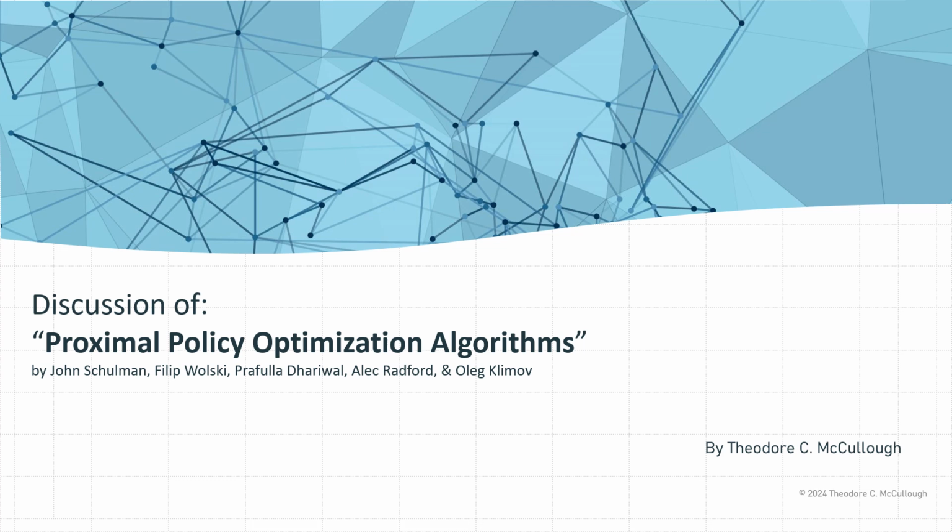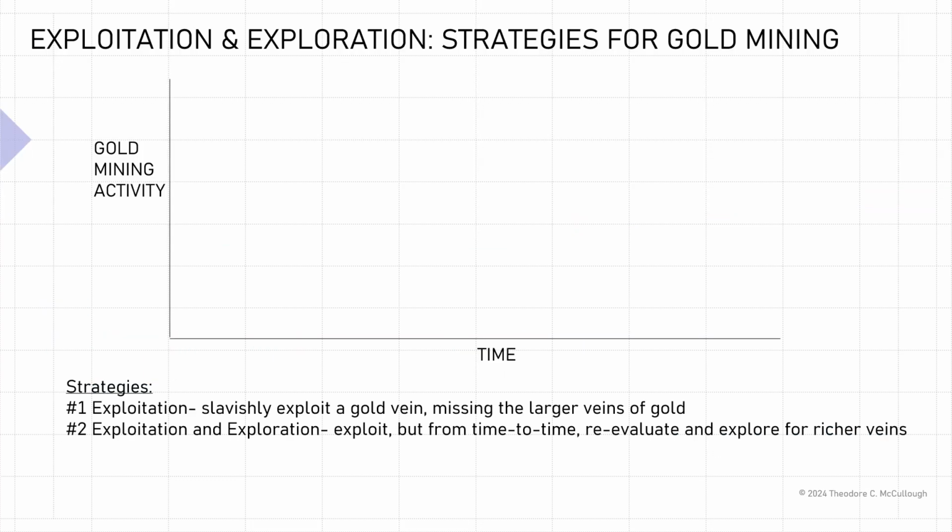Hi folks, today we're going to discuss the article entitled Proximal Policy Optimization Algorithms, with the lead author being John Schulman. This is an article that was published in August of 2017 and has been cited over 18,630 times. To set the context for this article, we're going to discuss the differences between exploitation versus exploitation and exploration within the context of gold mining.